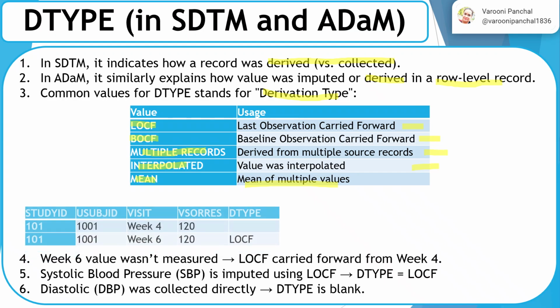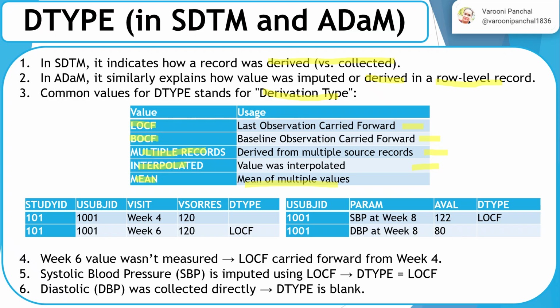Say for example I have a particular subject 1001, week 4 is 120, but its week 6 value was not measured. So the week 6 value was not measured, hence the LOCF was carried forward from week 4. Hence the value at week 6 is 120. Same case with systolic blood pressure, which is imputed using LOCF, hence the D type is equal to LOCF here. The diastolic BP was collected directly. This record was collected directly from the CRF, hence its D type is blank.